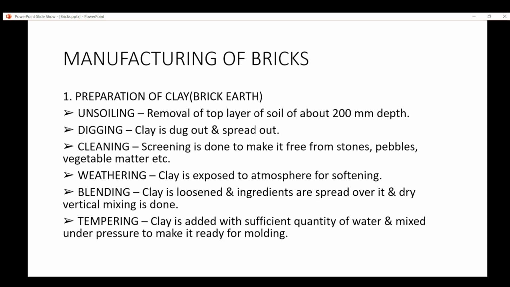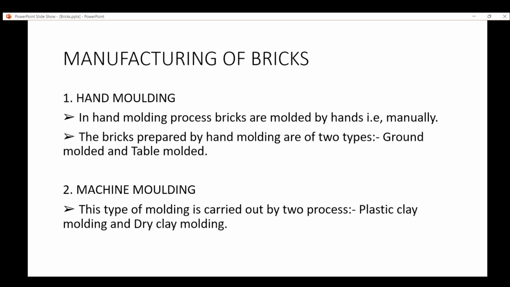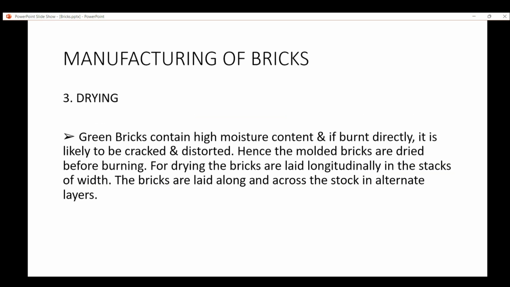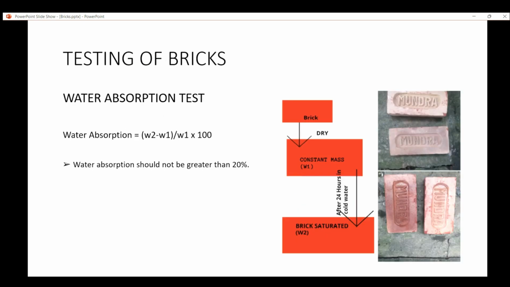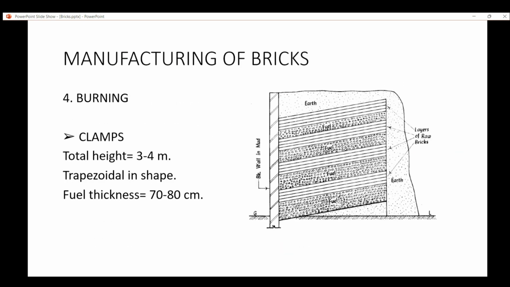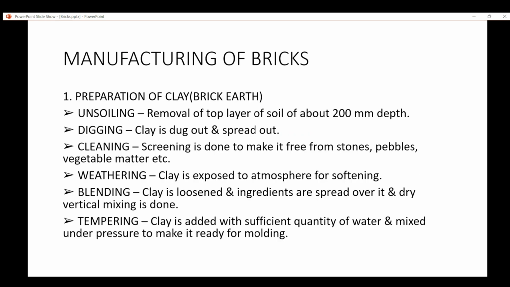Manufacturing of bricks. There are some basic steps that we follow to manufacture bricks. The first one is preparation of clay, that is brick earth. Second one is molding. Third one is drying. Fourth one is burning, and all that. Now we will discuss all these basic steps one by one. Preparation of clay, that is brick earth.